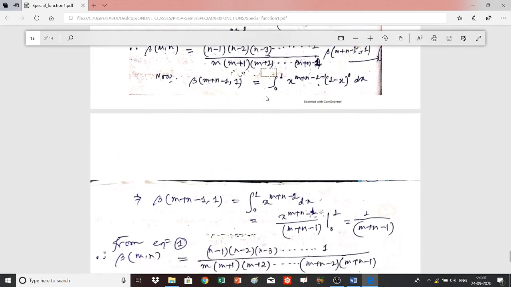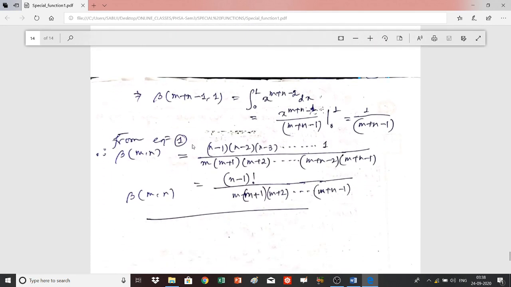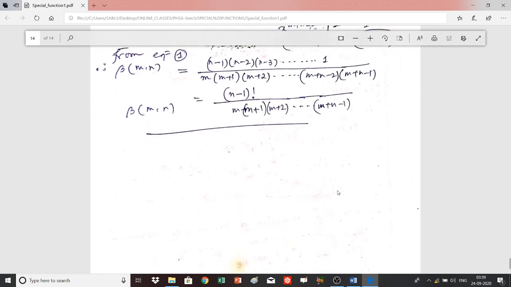Then you can write beta mn is equal to n minus 1, n minus 2, n minus 3, in this way it goes up to 1, and the denominator will be m into m plus 1, m plus 2, in this way m plus n minus 2, m plus n minus 1. So this is nothing but factorial n minus 1 divided by m into m plus 1, m plus 2, in this way up to m plus n minus 1. So beta mn is this.